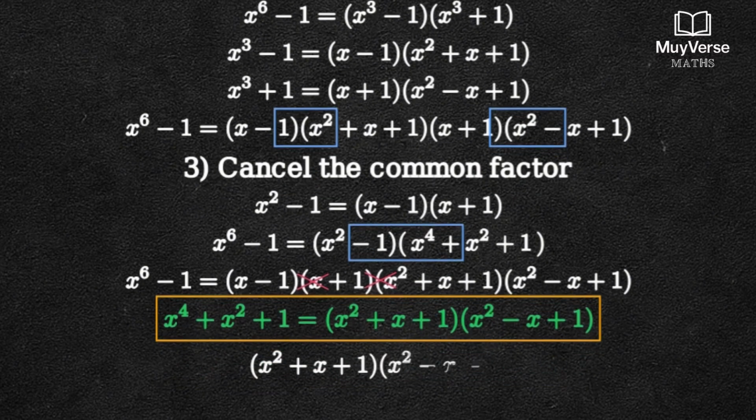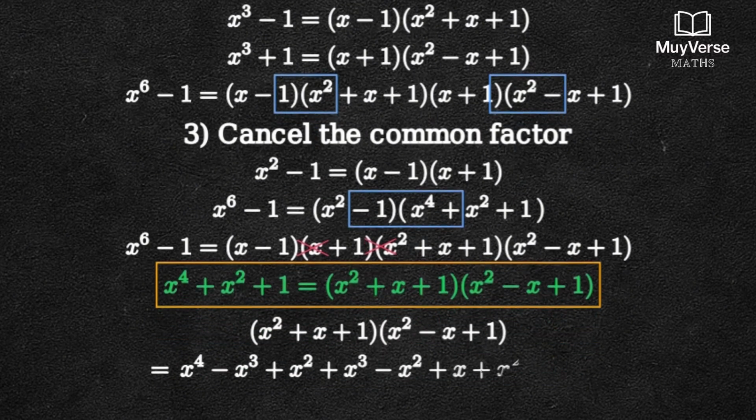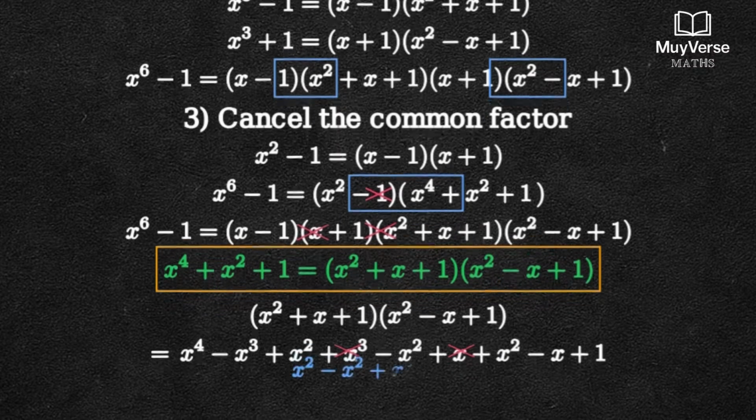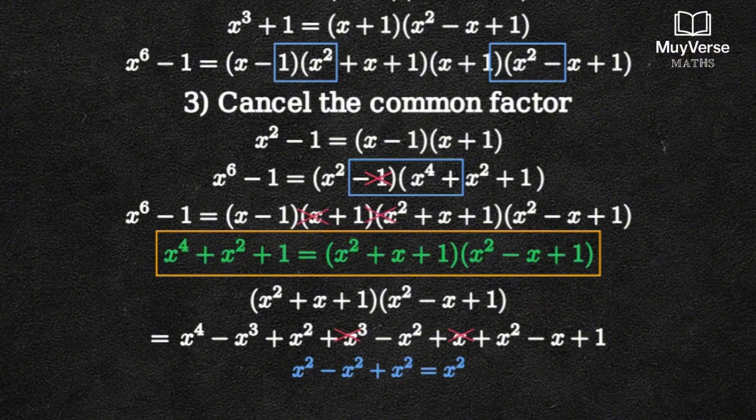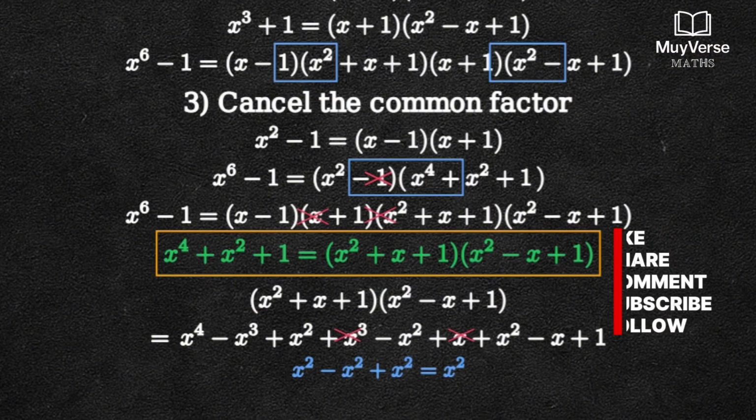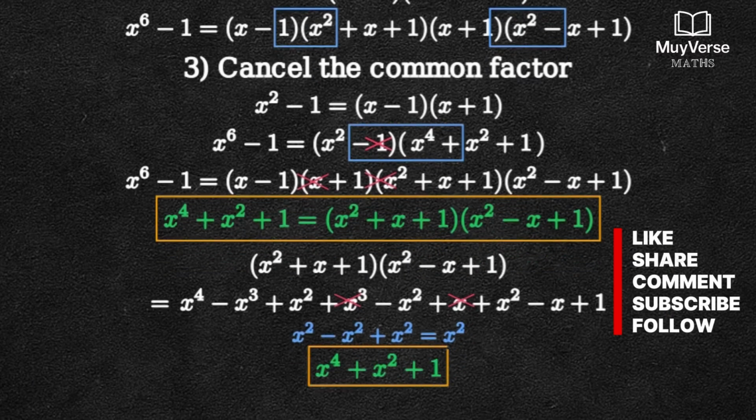Start with the product. Multiply and collect like terms: x to the fourth minus x cubed plus x squared plus x cubed minus x squared plus x squared minus x plus 1. The plus x cubed and minus x cubed cancel. The plus x and minus x cancel. For the squared terms, x squared minus x squared plus x squared leaves just 1 x squared. So the result is exactly x to the fourth plus x squared plus 1.